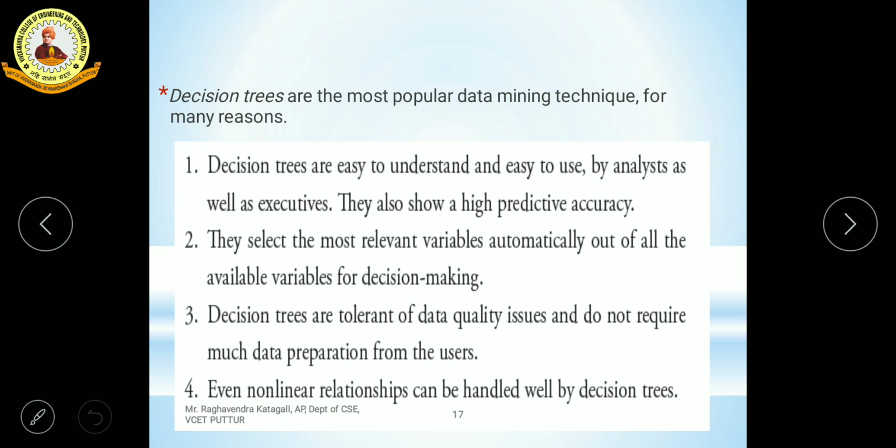They select the most relevant variables automatically out of all available variables. These things you have learned in machine learning. So decision trees are tolerant of data quality issues, and even non-linear relationships can be handled by a decision tree in a good way, right. There are many algorithms to implement decision trees. For example, C5, CART, and CHAID are some of the algorithms that can be used.